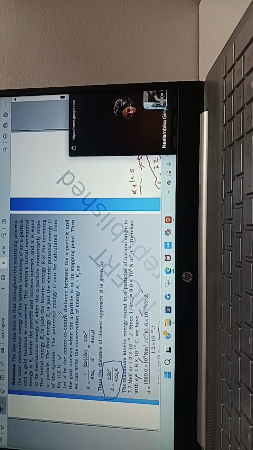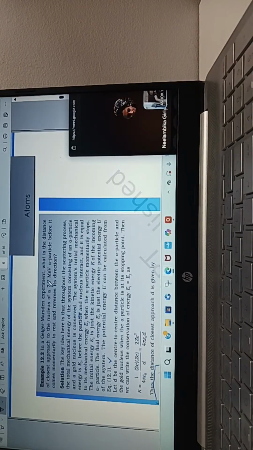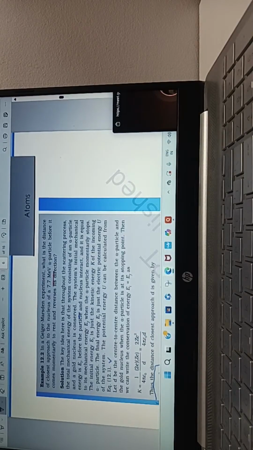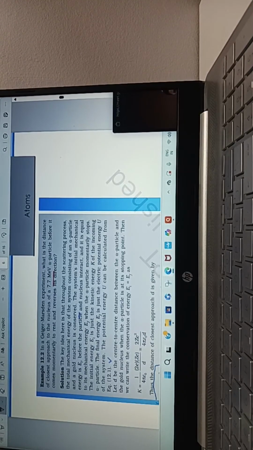What is the actual value given? Sir, in the question they have given this much, 7.7 mega electron volts. You know the conversion, do it. Show me. In the textbook it is there now. You check it. Okay, yes, sir. 7.7 mega electron volts. Yeah, do it.